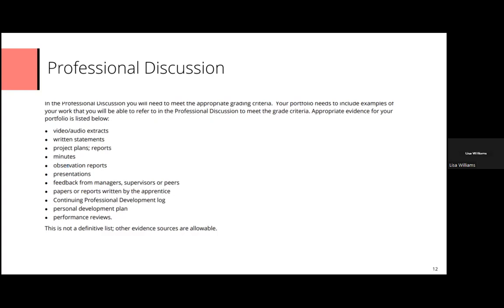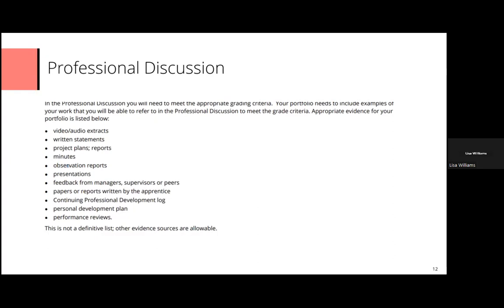Again, please refer to the EPA kit within the resources, which will give a breakdown of professional discussion and the areas and criteria that fall within that and what is classed as a pass and a distinction. Because to achieve this component, you do need to achieve all the pass criteria, and to achieve the distinction, you need to achieve all the pass and distinction criteria.